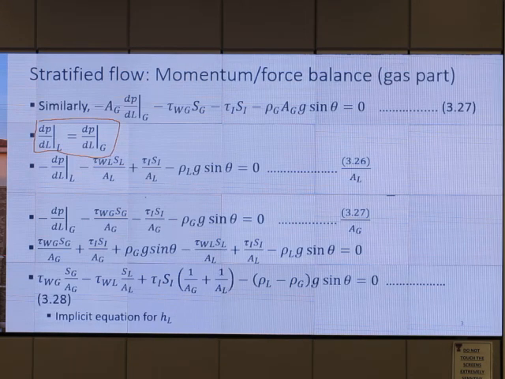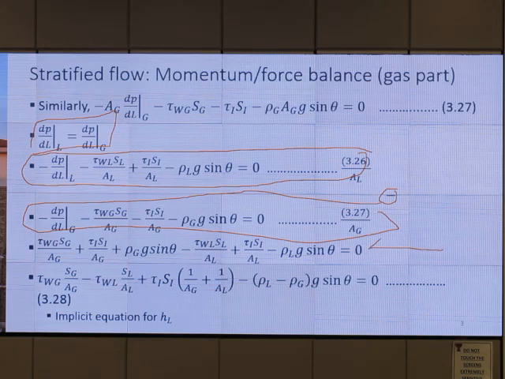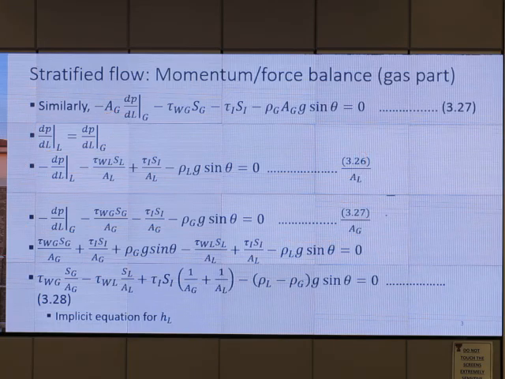A little bit more. So we have the equations. We know that dP/dL is the same for both. We divide equation 3.26 by AL, and equation 3.27 by AG, then subtract them from each other. Top line subtract the second line, we get the combined momentum equation. Done. Good. So the combined momentum equation, if you rearrange it, is 3.28 in the book. I say it is the implicit equation for HL. If we know VSL, VSG, and fluid properties, the only unknown is liquid height.